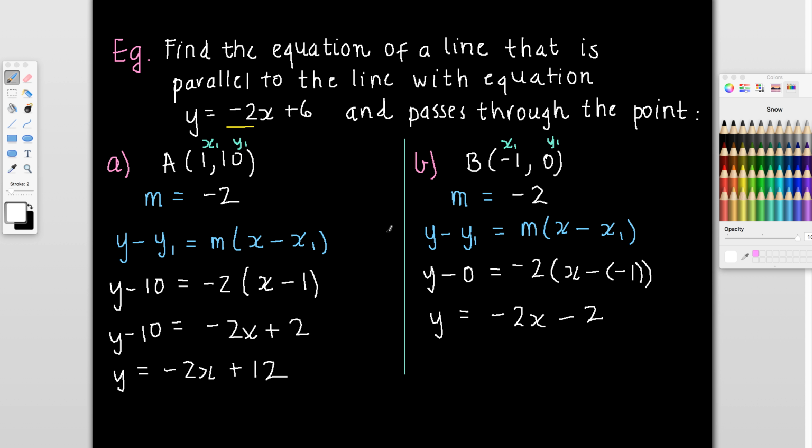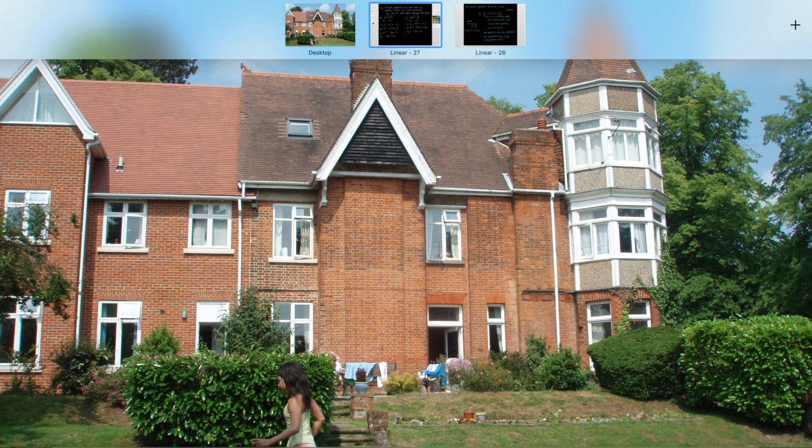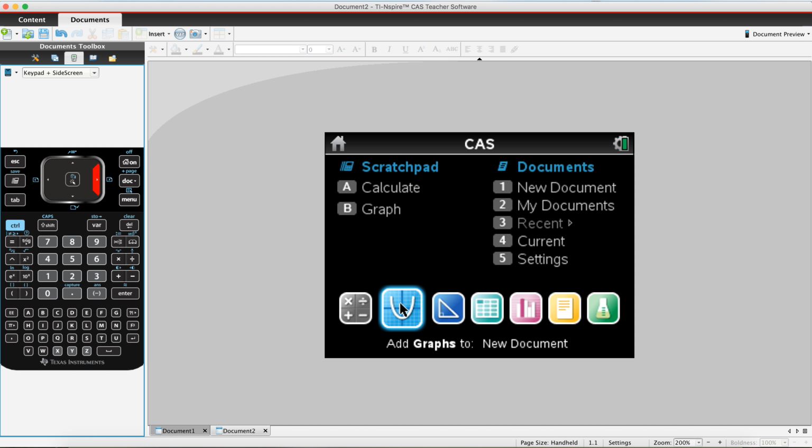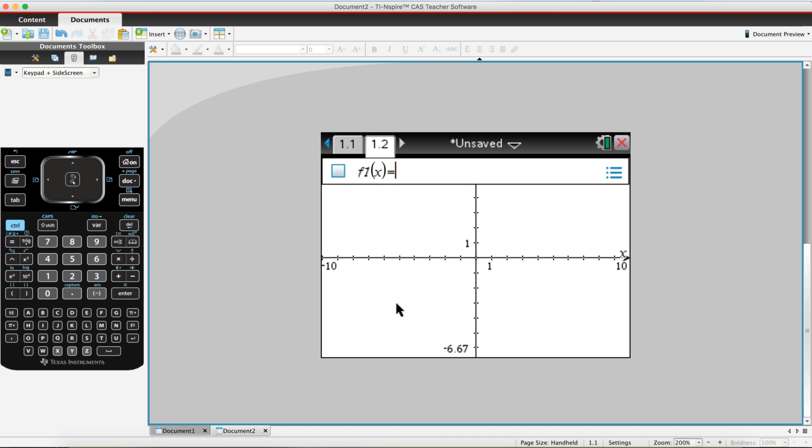I'm going to show you on the calculator how we do that. What I want you to do is go down to the bottom here where you've got add graphs to a new document. So we're going to add a graph, and you'll get your x and y axis. You'll see up the top here that we've got f1 in brackets x equals. This means the function of x equals. So the equivalent to this is y equals. It's basically giving us that bit already.